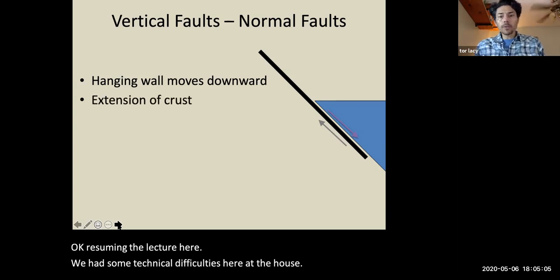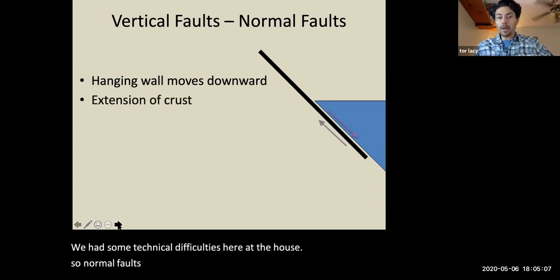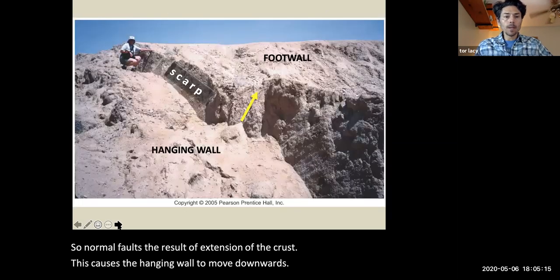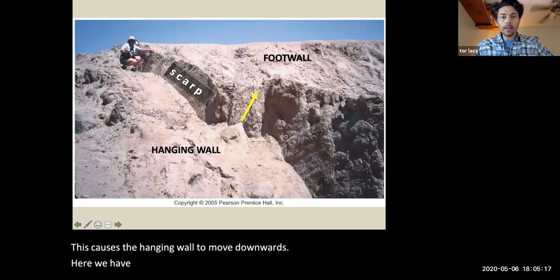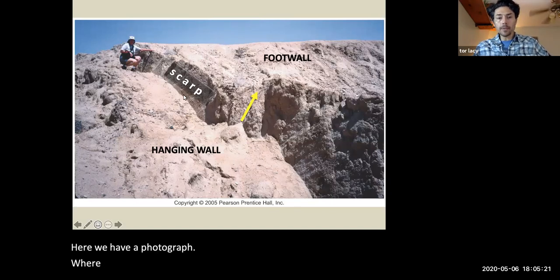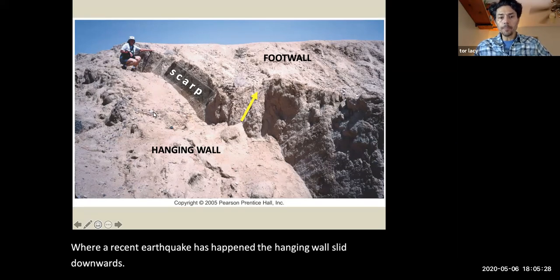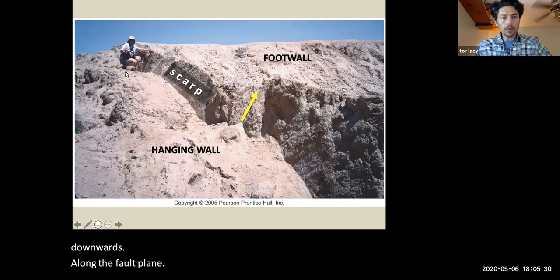So normal faults are the result of extension of the crust. This causes the hanging wall to move downwards. Here we have a photograph where a recent earthquake has happened. The hanging wall slid downwards along the fault plane. This person is basically standing on the very top of the hanging wall.